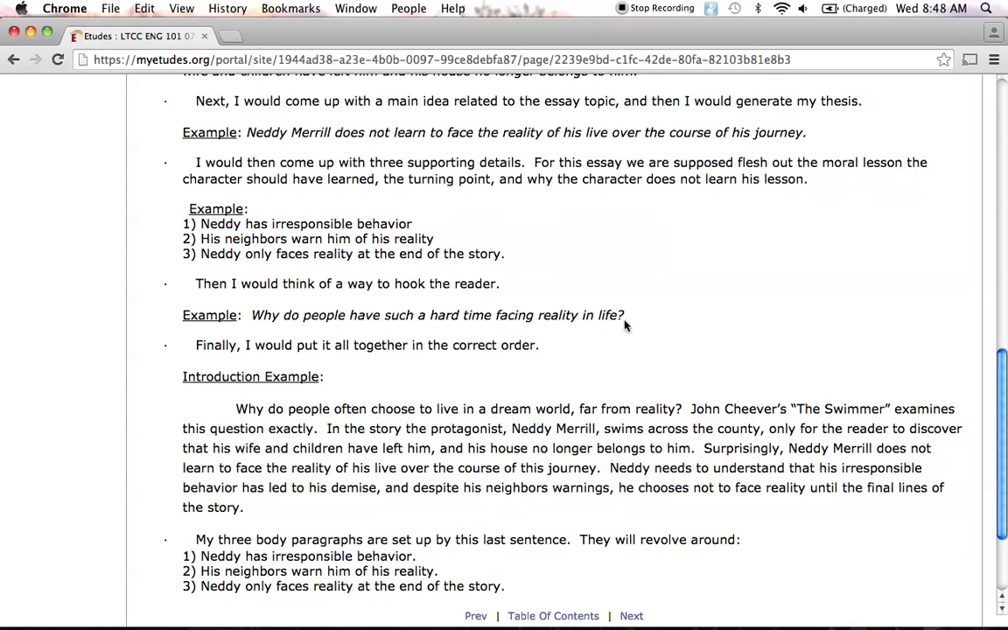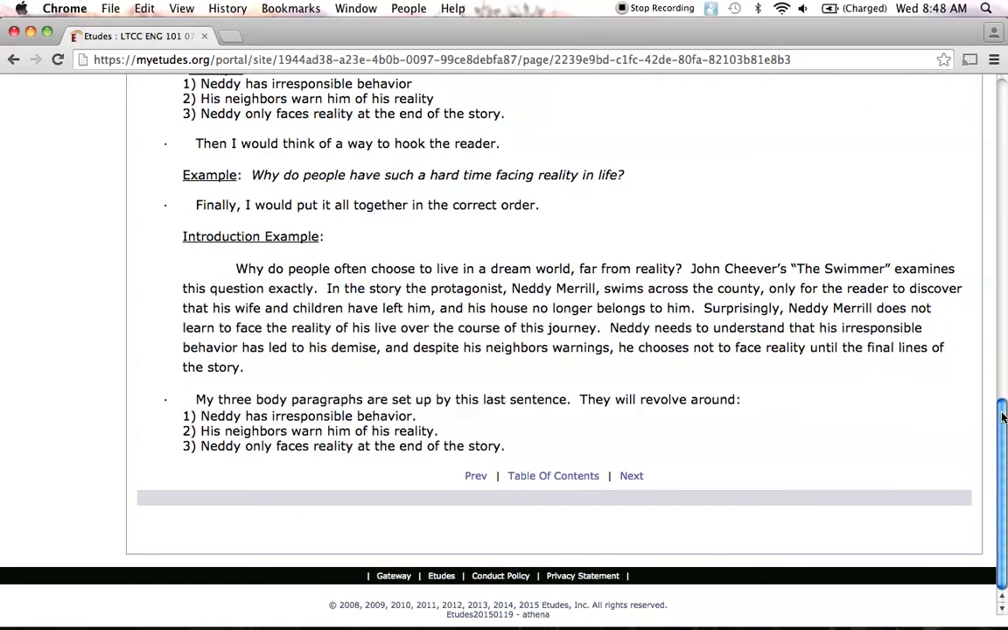So that's my hook. So once I have all those pieces put together, I'm going to now put them into the order that they're supposed to be for an introduction. So here's my example. Why do people often choose to live in a dream world far from reality? Okay, so I just took that thing I brainstormed and altered it a little bit. Okay, so there's the hook.